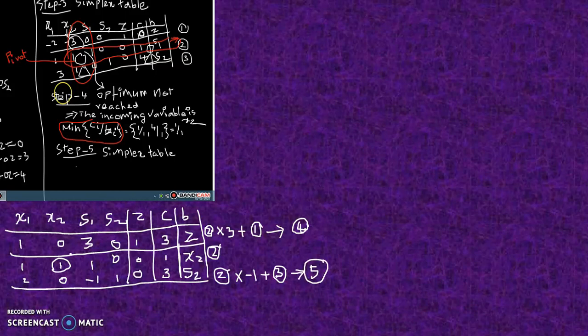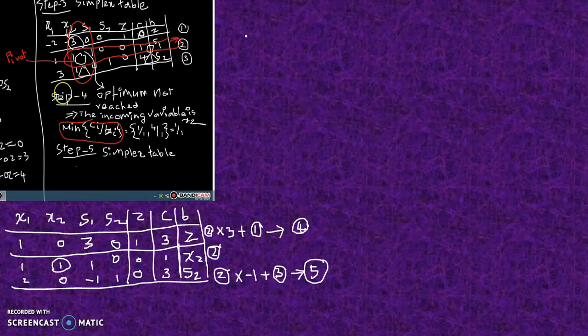Okay. Now this is the next simplex table. We have, see here, the incoming variable is x2. That means x2 has come in the canonical form, whereas s1 was already there, so now s1 is not in the canonical form. Am I correct? So bringing the canonical form is the prime aim of making the incoming variable.